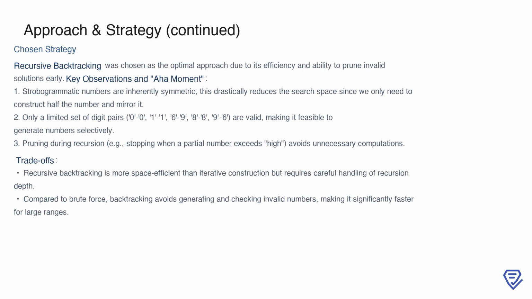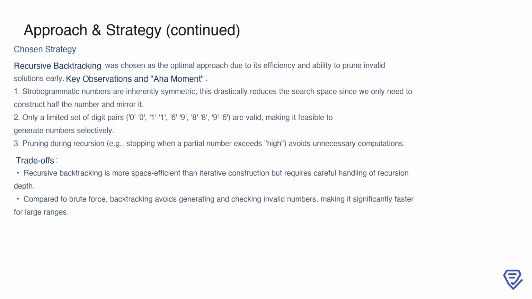The chosen strategy for this problem is recursive backtracking, as it strikes the best balance between efficiency and simplicity. A key realization is that strobogrammatic numbers are symmetric by nature, which means we only need to construct half the number and then mirror it to generate the full number. This drastically reduces the search space.